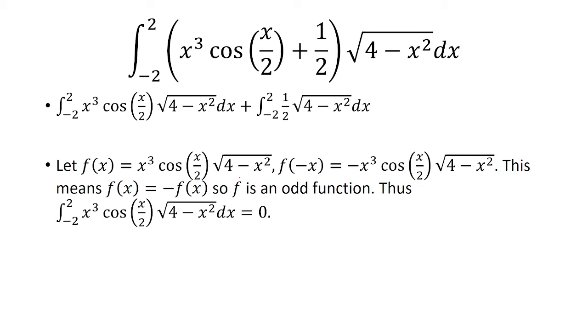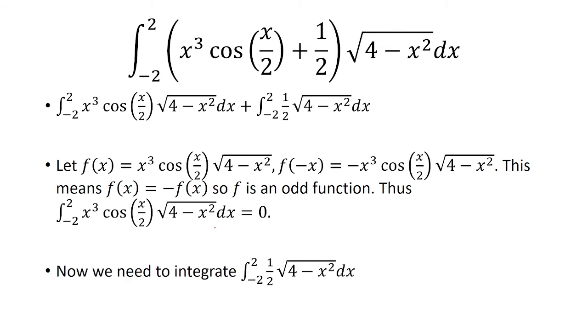So we can use a property that whenever we integrate over a symmetric interval, so from here from -2 to 2, of an odd function, the area is going to be 0. And so what that leaves us is we need to integrate the integral from -2 to 2 of 1/2 times the square root of 4 minus x squared.